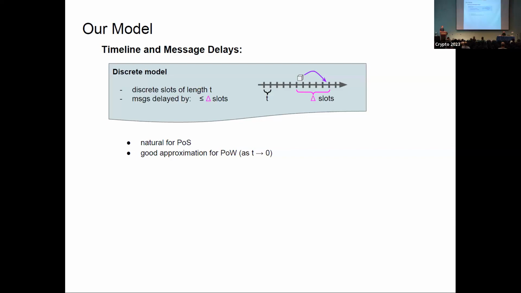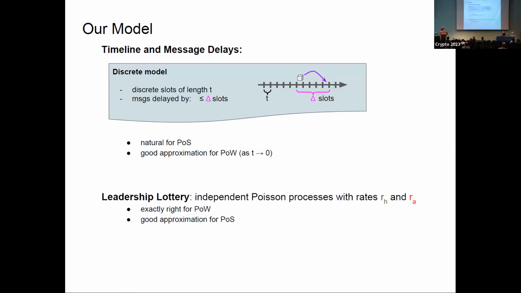The model that we work in is one where we divide time into discrete slots of a particular length, and we assume that all messages are delivered within delta slots, for some constant delta. This model is natural for proof of stake, where the protocols typically impose this slot structure on the timeline by themselves, whereas it is also a good approximation for proof of work when we let the length of the slot go towards zero. We model the leadership lottery as independent Poisson processes with two rates, RH and RA, for honest and adversarial block creation, respectively. This seems to be exactly the right model for proof of work, and it's also a good approximation for proof of stake.